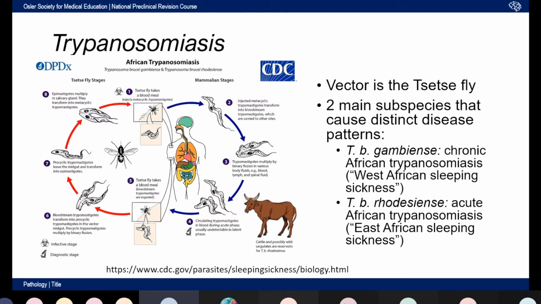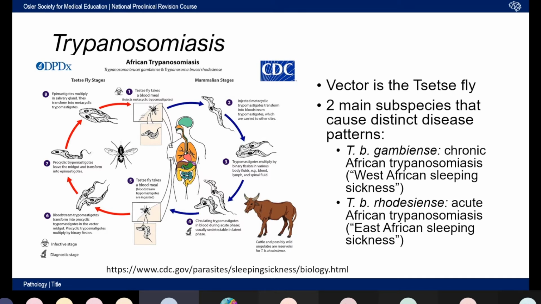So moving on, sorry, we're going quite quickly through all of these. So then trypanosomiasis. This is caused by the trypanosomes, which are spread by the vector of the tsetse fly. And there are two main subspecies that cause disease in humans. For African trypanosomes, there's T. b. gambiense, which causes a chronic disease, so West African sleeping sickness, and then another species that causes an acute disease.